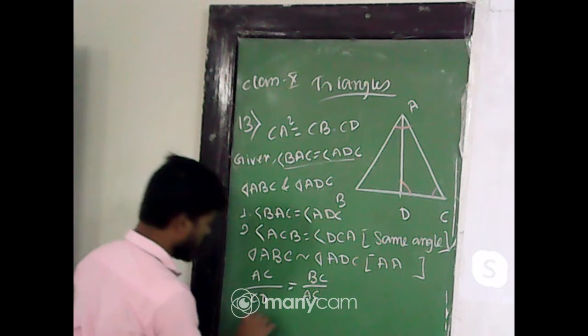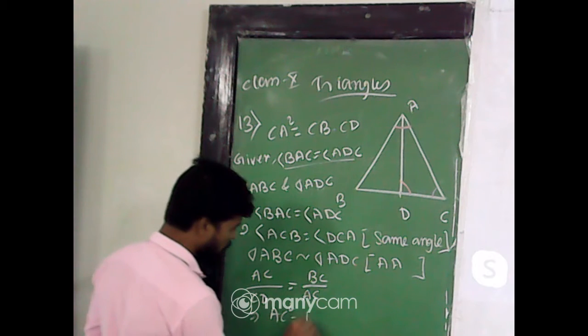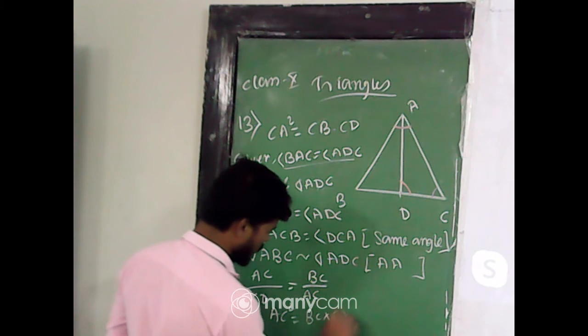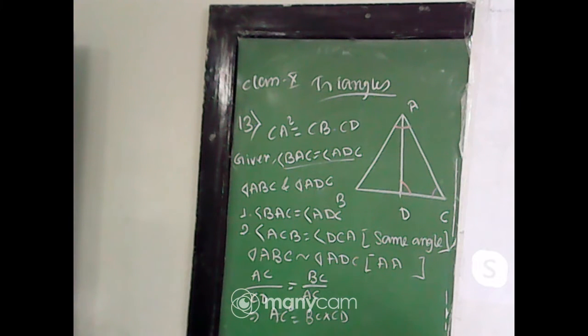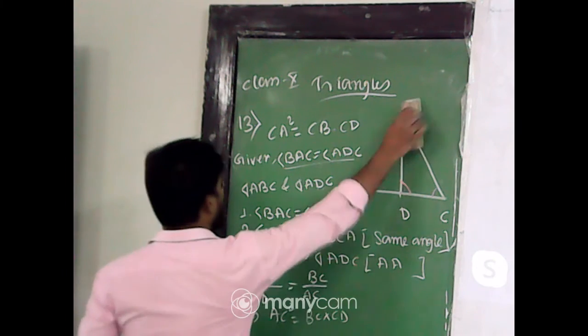Okay, so do the cross multiplication. We have AC square is equal to BC into CD, and hence solved. Okay, now tell me, do you have any problem? Students, do you have any problem? Any doubt? Otherwise, we will move to the next question, question number 14. No, sir. Okay. So, let's move to the next question, question number 14.